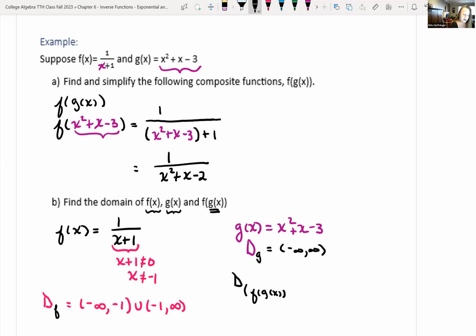So we're worried about g of x, x squared plus x minus 3. We don't want it equal to -1. And so let's solve for that and then exclude that from our domain of f of g of x. It's quadratic, so I would set it equal to 0. So I have x squared plus x, adding 1 to both sides, -3 plus 1 gives me -2, equals 0.